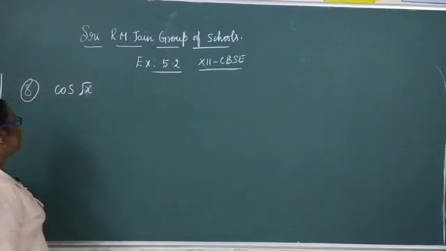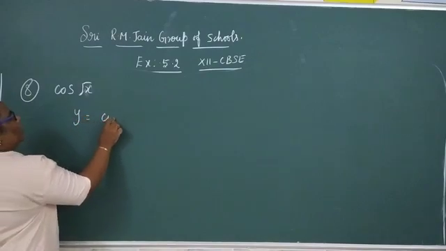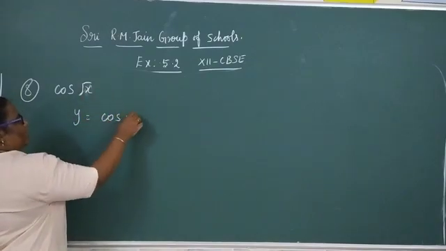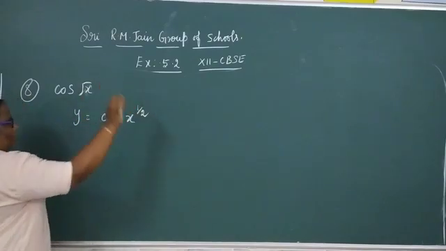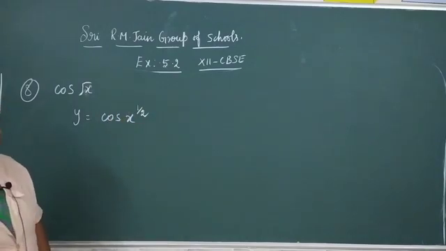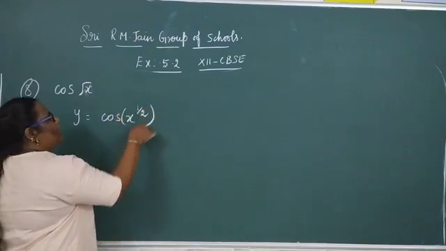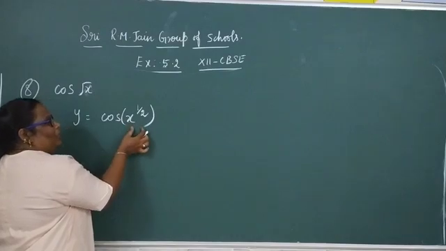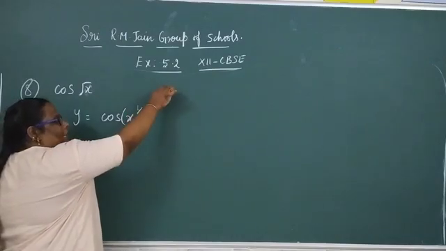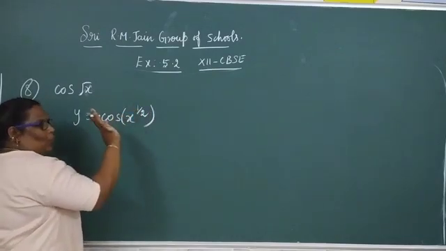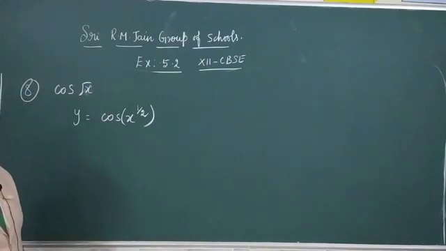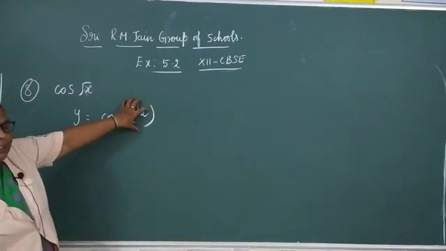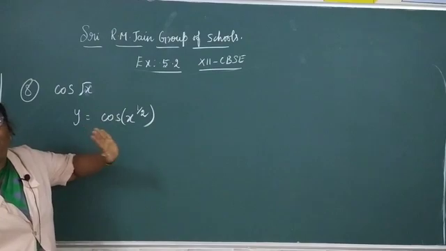Eighth sum: y equal to cos of root x. If it is in a root, I will write it as x to the power 1 by 2. So it is cos of x to the power 1 by 2. The cos of x is not in a power. This is x to the power 1 by 2. See here, don't get confused. Cos of x, that x value is in a power.